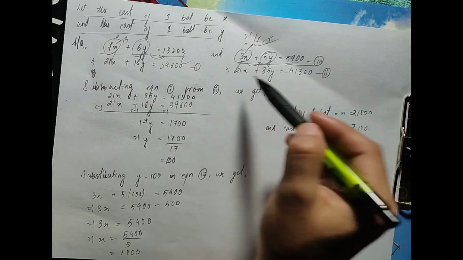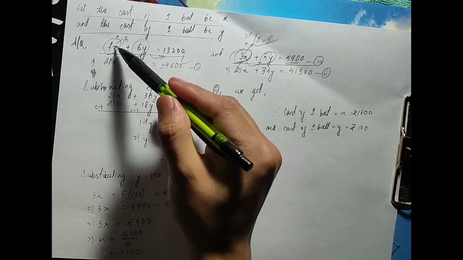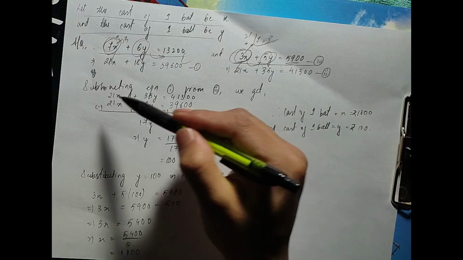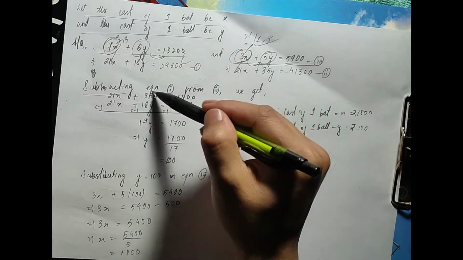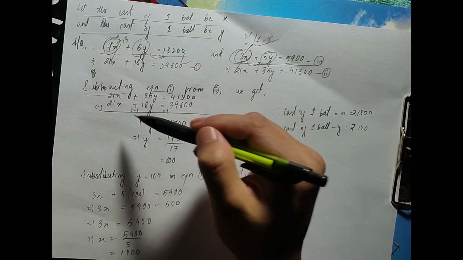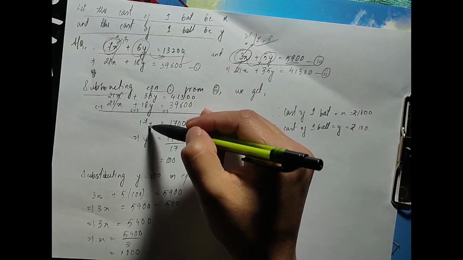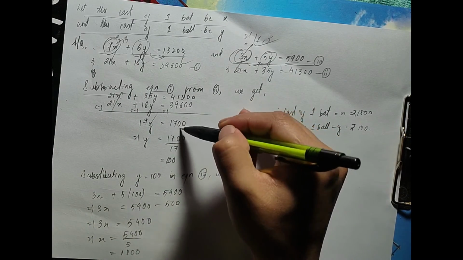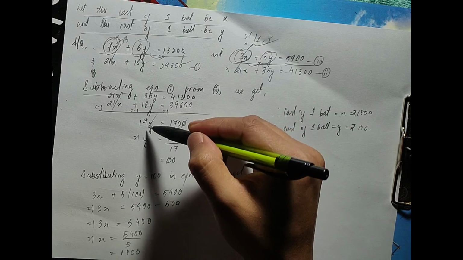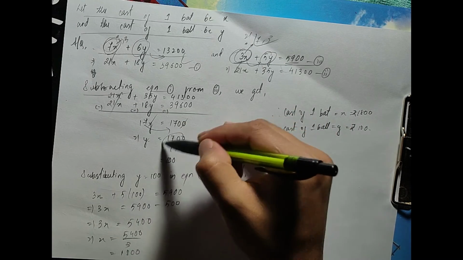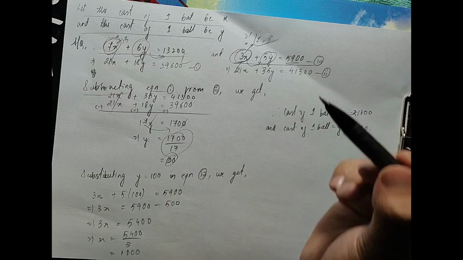Okay, then we know that since the sign is same, that is plus plus, we will be subtracting. So subtracting equation 1 from equation 2, we get this. If you subtract, this will get cancelled. 35 minus 18 is 17. This minus this is this. Okay, now 17 will go here, so y will be this, which is equal to 100.